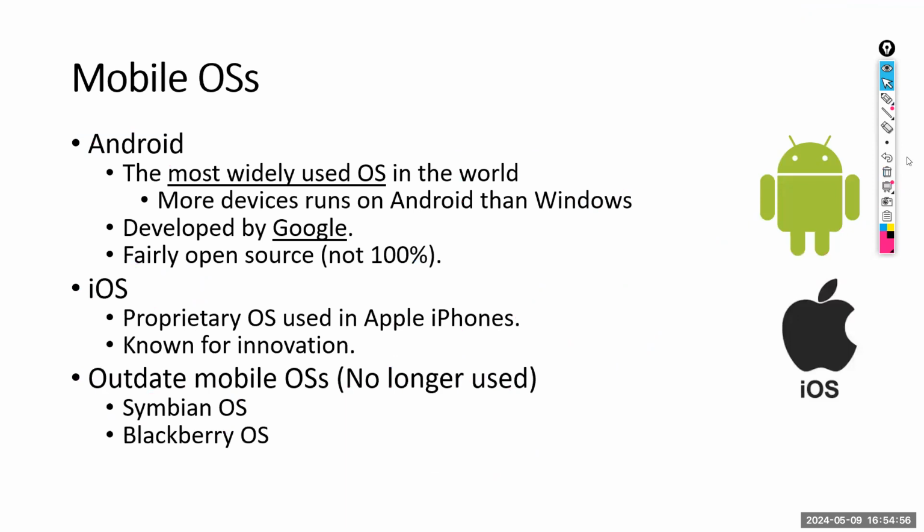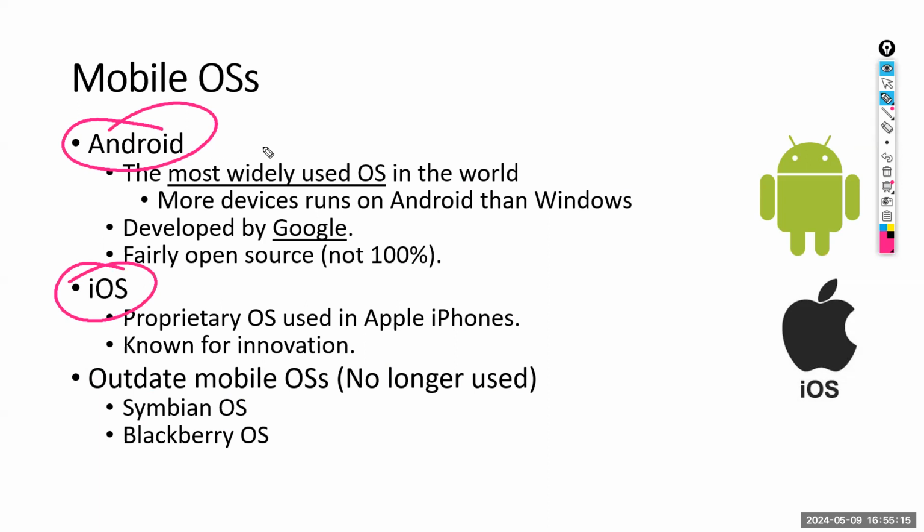Right, so then you have the mobile OSs, smartphone specific OSs. So what are the two major smartphone specific OSs? That is obviously Android and iOS. So that everyone must know.